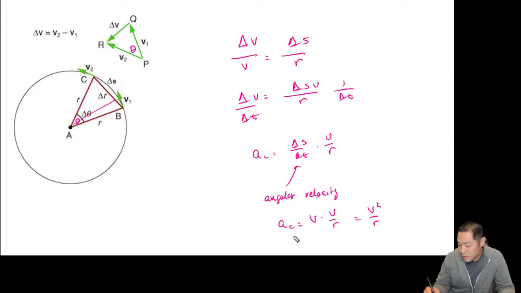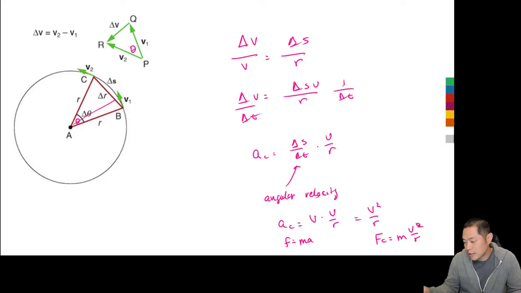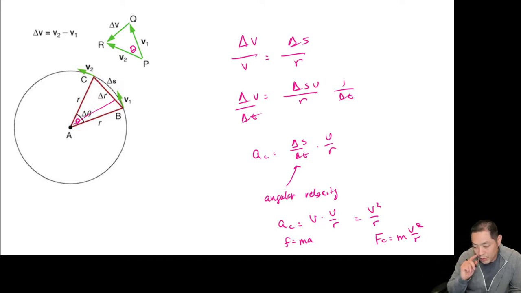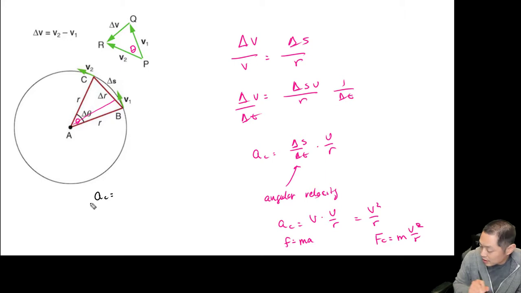And then remember, force is equal to ma. So centripetal force is equal to mass times V squared over R. So here are our two equations. Let me rewrite them over here. Hopefully it made sense. If not, I'm going to post up a bunch of references and we can go over it. But you have AC is equal to V squared over R.